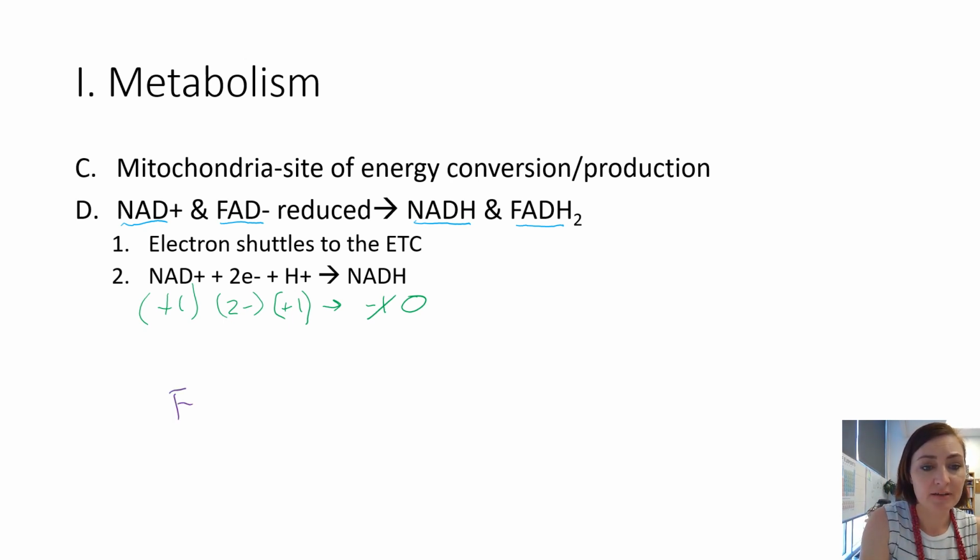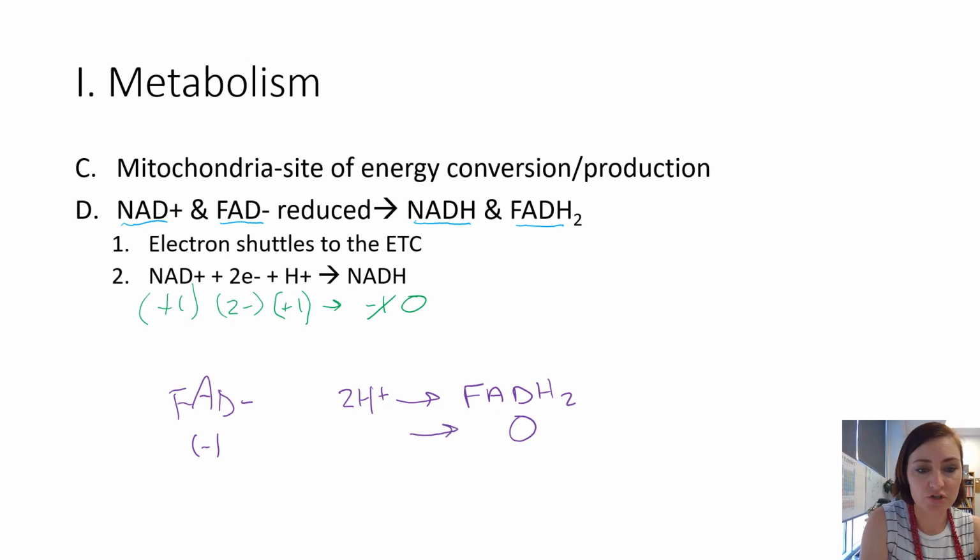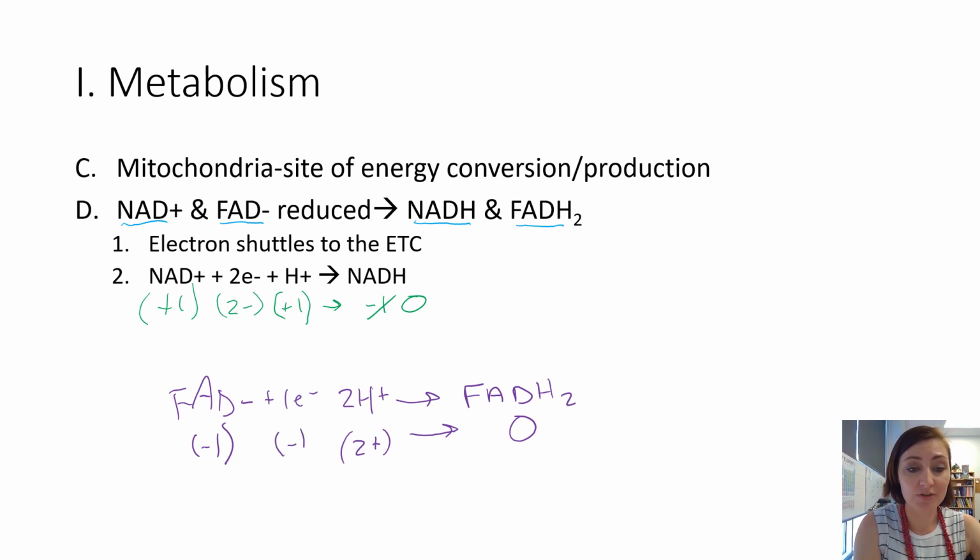Let's look at FAD+. Okay, so this has a +1 charge. We know it's going to form FADH2. So we had to add 2 protons in. We have a neutral charge, so we have 2 positive charges here. So how many electrons get picked up by FAD+? That's going to have to be 1 electron with an overall charge of -1 as well, and that's the only way we're going to be able to get that neutral charge. So FAD+ will carry 1 electron, NAD+ will carry 2 electrons.